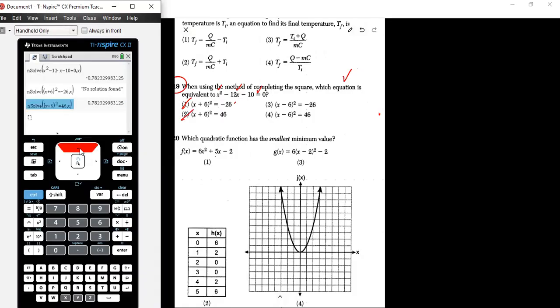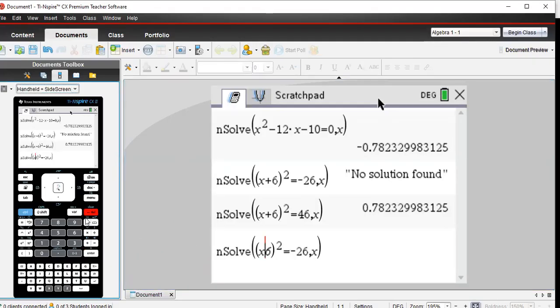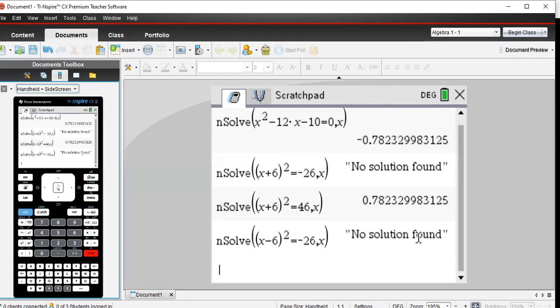And then I'm just going to go up and copy this. That's the third choice. And I'm going to change the plus to a minus. Let me make this a little larger so everyone can see exactly what I'm doing. Delete. And I'm going to put a minus in there. And again, it says no solution found. So it's not the third one. So by the process of elimination, I know the answer is 4, but I'm going to go ahead and check it just to show you.